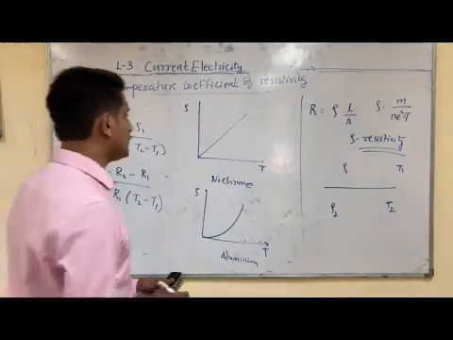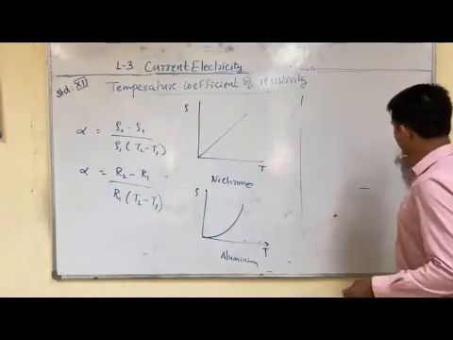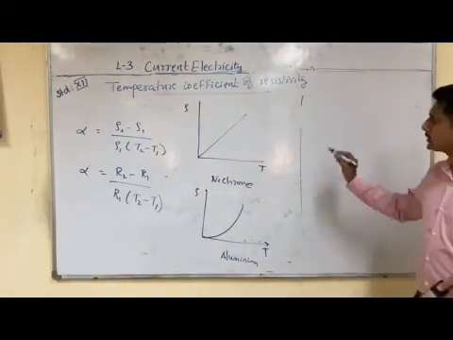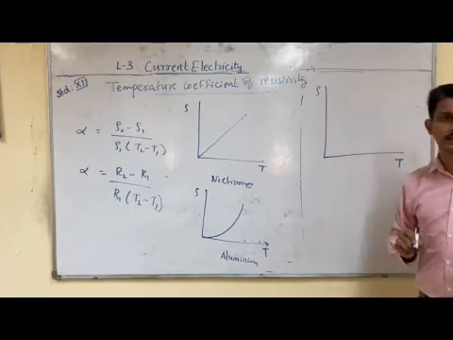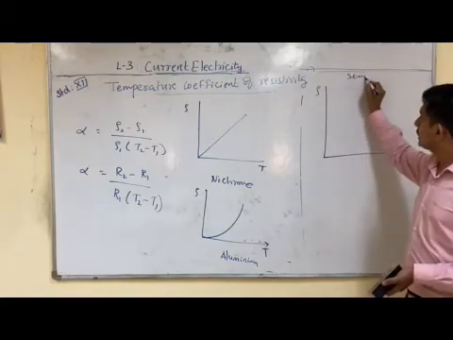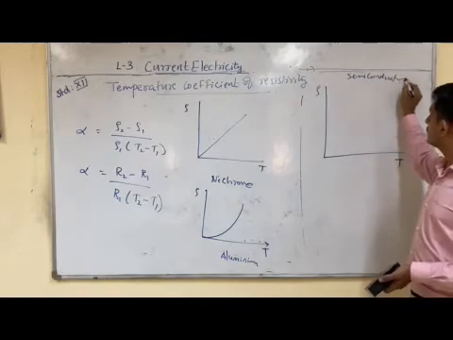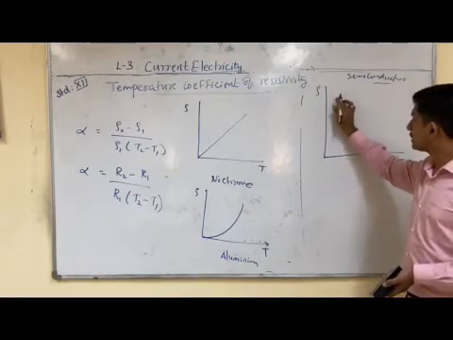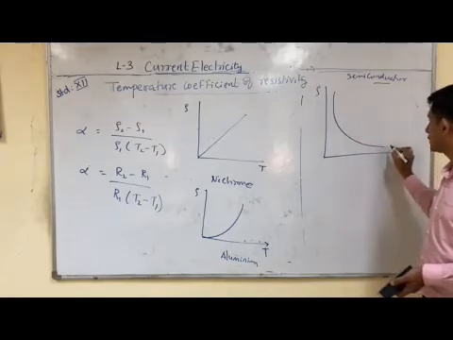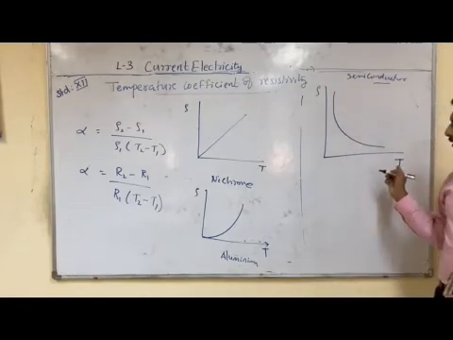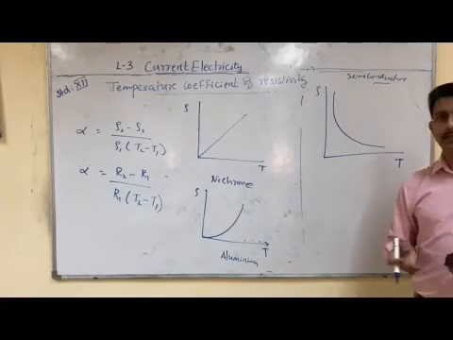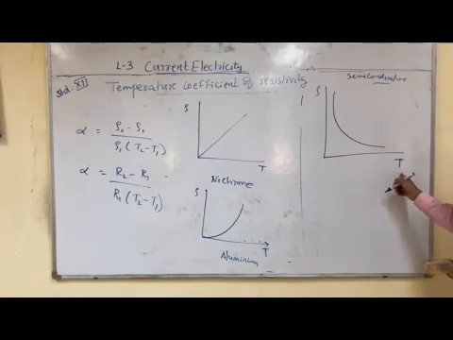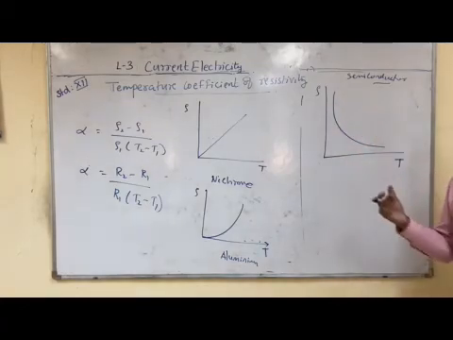In the same way, consider the case of a semiconductor. What is the dependence of resistivity on temperature? With temperature T and resistivity rho, you can observe that in a semiconductor, as the temperature increases, resistivity decreases. This curve is the temperature versus resistivity for a semiconductor. This property of semiconductors is used in electronic equipment like transistors.